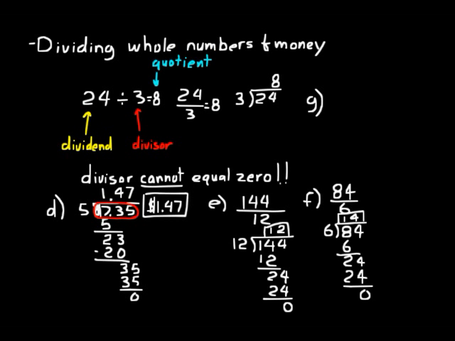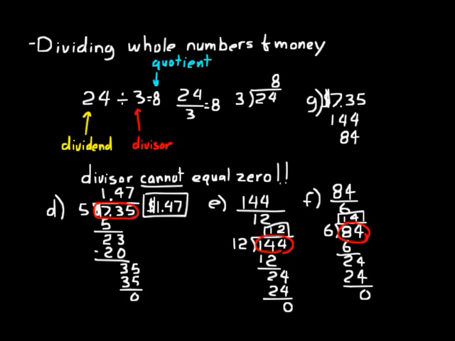So we'd have $7.35, 144, and 84. Those would be our dividends. And so that's our answer here in G. $7.35, 144, and 84.